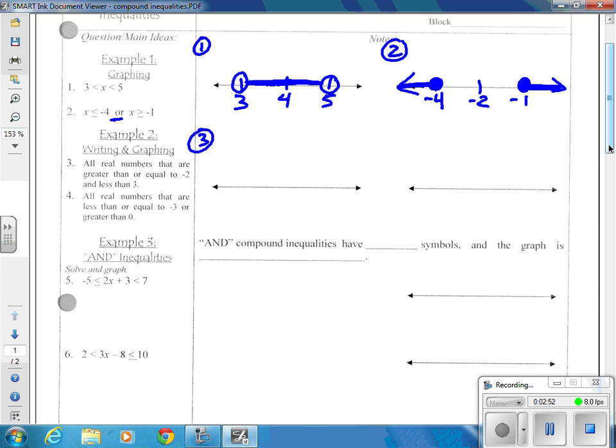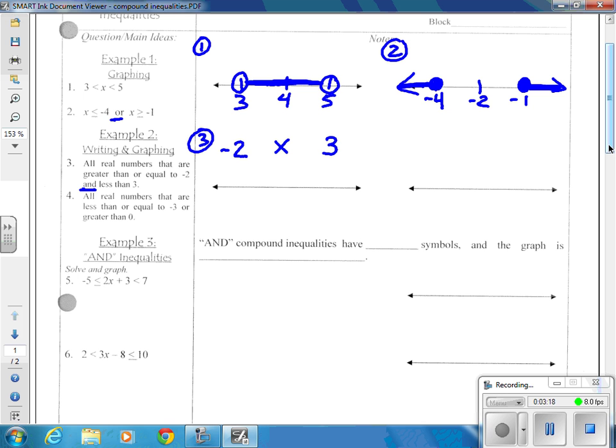For number 3, it says all real numbers that are greater than or equal to -2 and less than 3. As soon as you see the phrase and right there, you know this is an and inequality. So the word or is not going to exist. And the way you want to handle these is you always want to put the smallest number on the left, so that would be my -2, and your largest number on the right, which would be my 3. And because I know it's an and problem, then that means my x, or variable, is sandwiched in the middle.